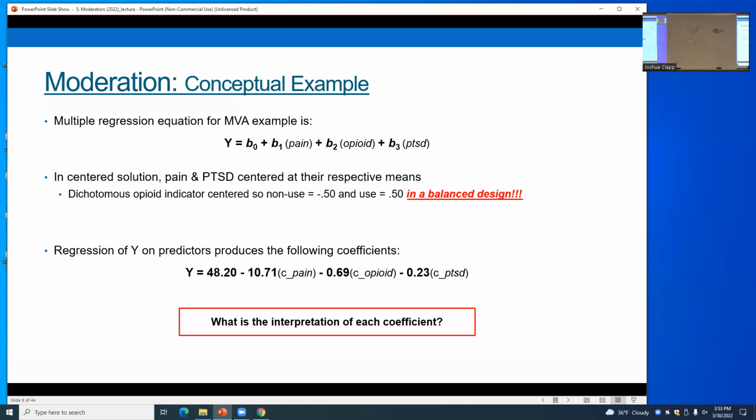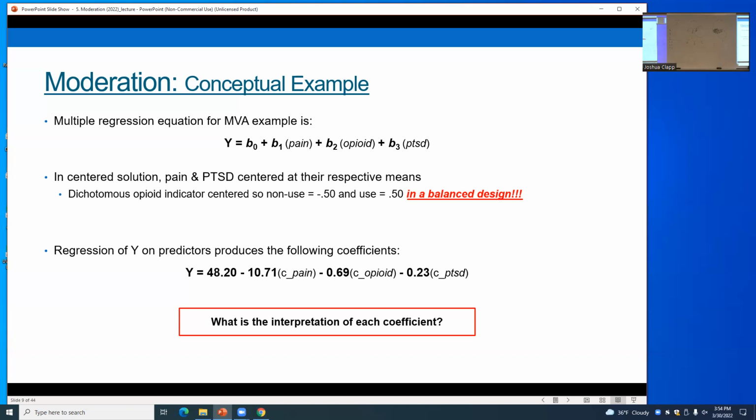This is basically a t-test. It's like an ANOVA-type model. We're saying, holding PTSD and pain constant at the mean, we're expecting that people who are using opiates score about 0.7 lower on role functioning relative to people who are not. This is just a group comparison. We've got a dichotomous variable here, right?